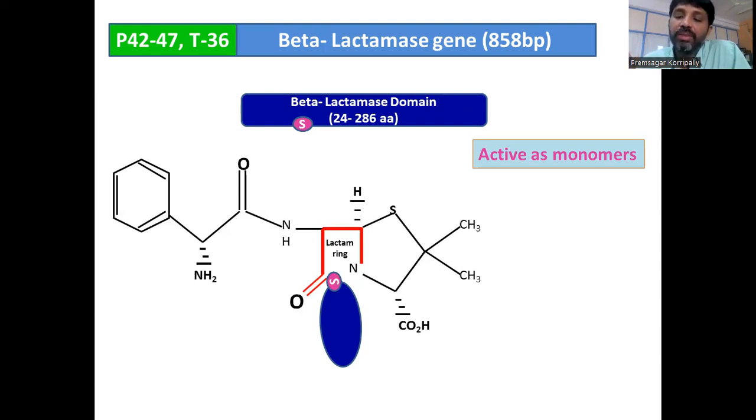So it will not mimic D-alanine, which is the substrate of transpeptidase, which is required for the cross-linking of two polysaccharides of the cell wall.